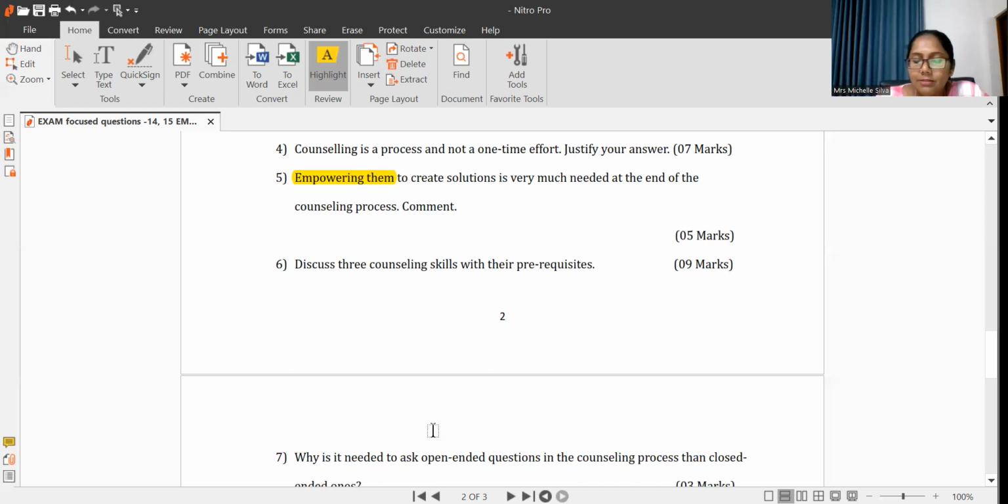Successfully mastering reflecting and paraphrasing techniques is one of the most essential skills. It is the ability to repeat and feed back a short version of the client's story to illustrate understanding.